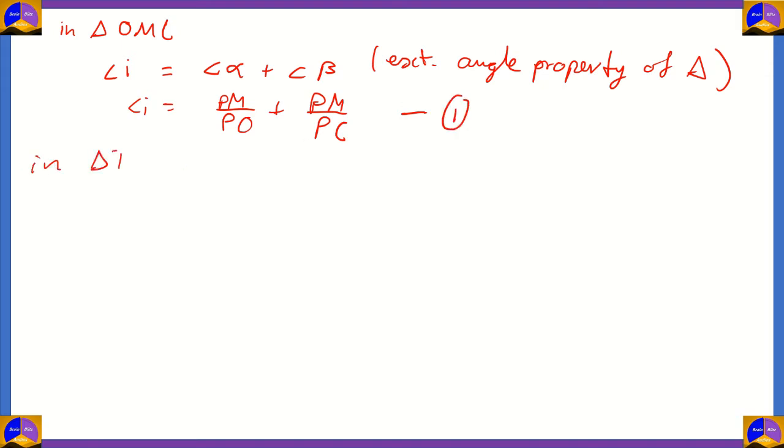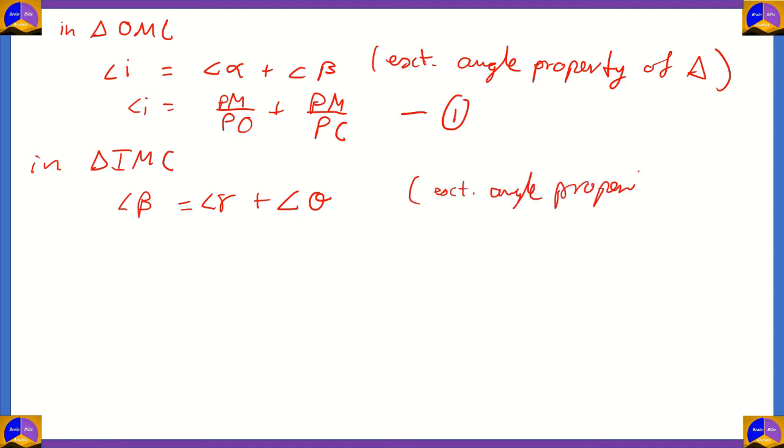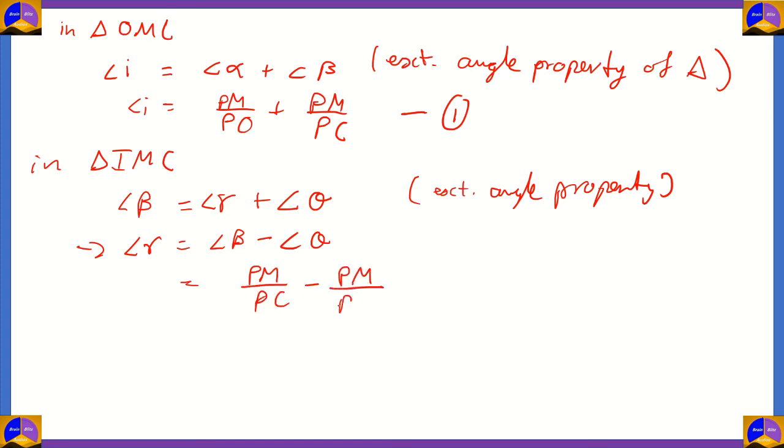Now in triangle IMC, the angle beta will be equal to the angle r plus angle theta. This is again using the external angle property of a triangle. Over here we need to find this equation in terms of angle r. So angle r equals angle beta minus angle theta, which will be equal to PM by PC minus PM by PI. Let's consider this as equation number 2.